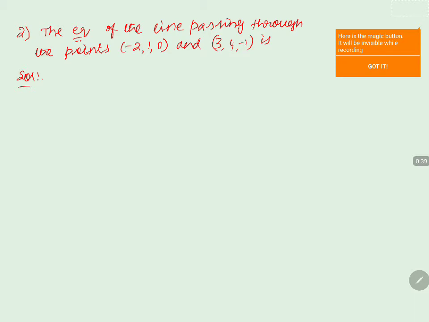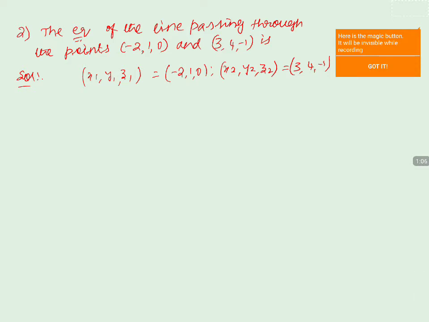The given points, we will assume it as x1, y1, z1 is equal to -2, 1, 0, while x2, y2, z2, we'll write it as 3, 4, -1. Now first we'll discuss the formula.